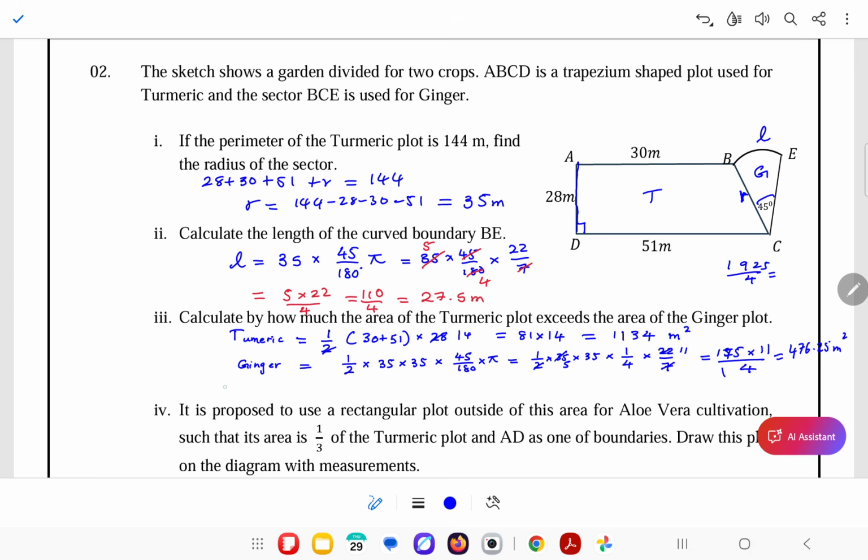So the difference. What's the answer? Difference is 1134 minus 476.25. So that is how much? 657.75 square meters. Right.